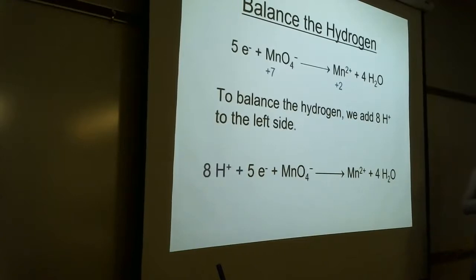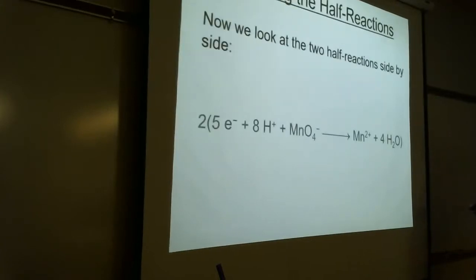It is, right? I've got, how did I get from +7 to +2? Well, that's where the 5e minus comes from. I've got 4 oxygens and 4 oxygens. I've got 8 hydrogens and 8 hydrogens. So now I'm ready to add them up, right? Now I can add them up.